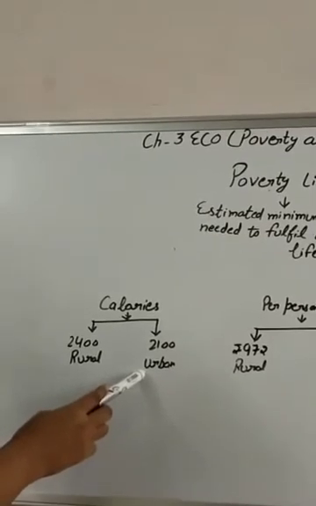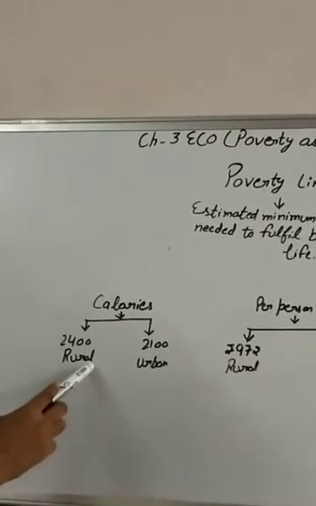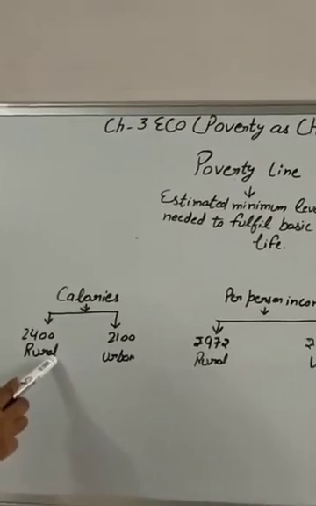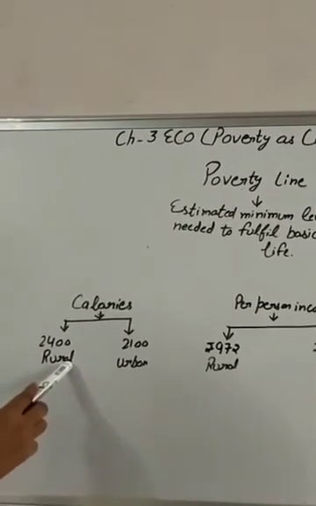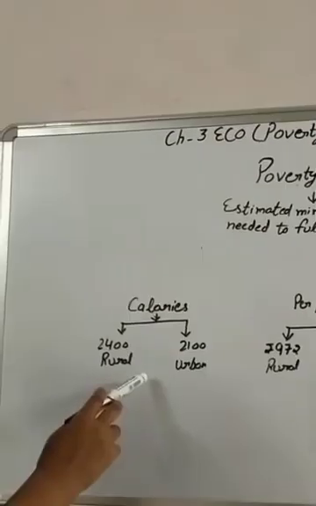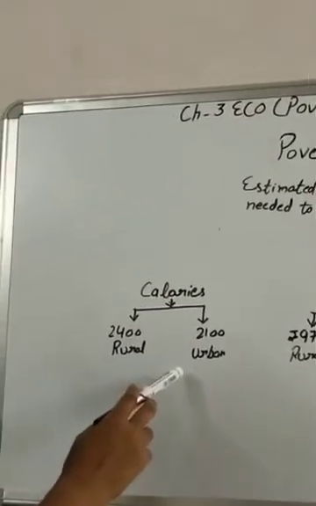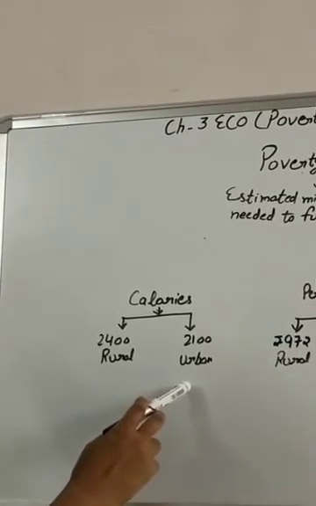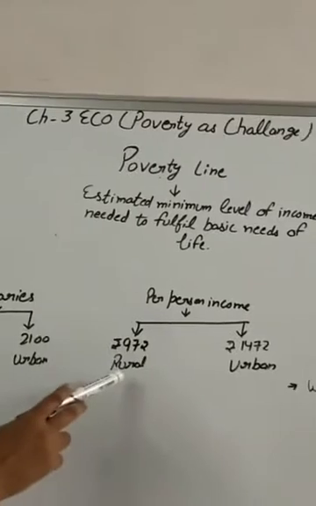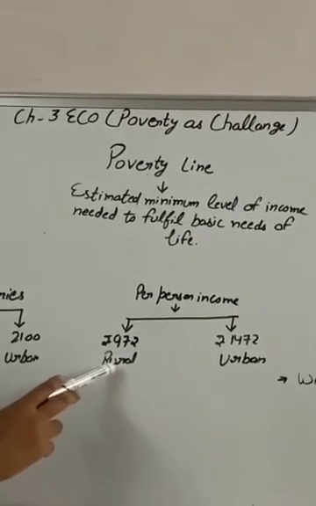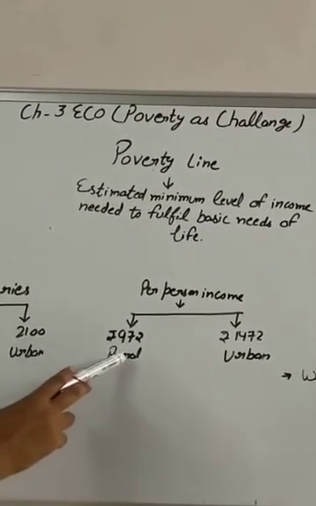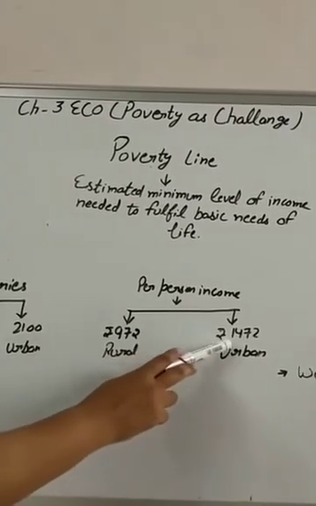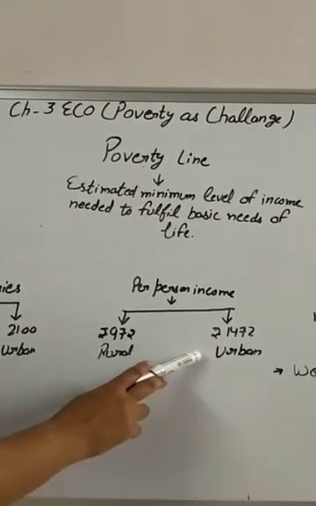The calorie level of rural and urban areas is different because in rural areas people do much more physical work, so they need more calories. The cost of each item of the minimum level is added up to find the minimum income required by a person to survive. According to 2014, the poverty line for a person was fixed at rupees 972 in rural areas and rupees 1472 in urban areas.